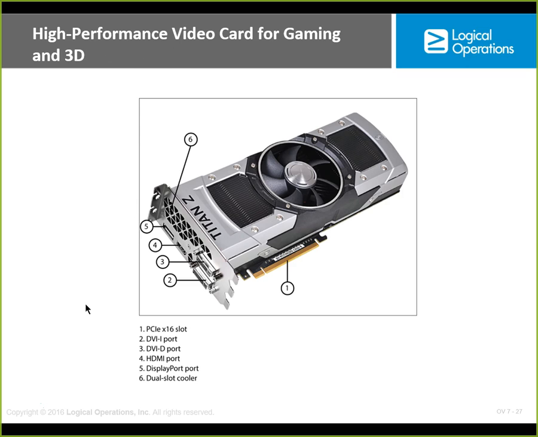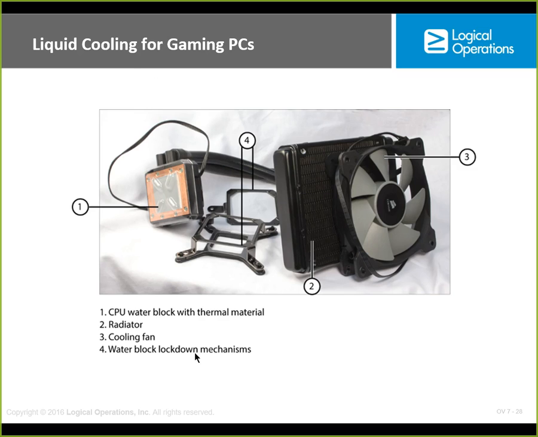High performance video card, and these guys actually pay more for a video card than I pay for a computer. If you look at the price of some of these things, they are really very expensive. But on this one, this video card has a PCIe 16 lane slot, a DVI-D, an HDMI port, a display port, and here is a dual slot cooler. It's got a big fan on it to cool the card. This liquid cooling has a CPU water block with thermal material, a radiator, a cooling fan, and lockdown mechanisms to lock down the water block. So liquid cooling for gaming PCs, again, overclock, lots of high speed information on this.